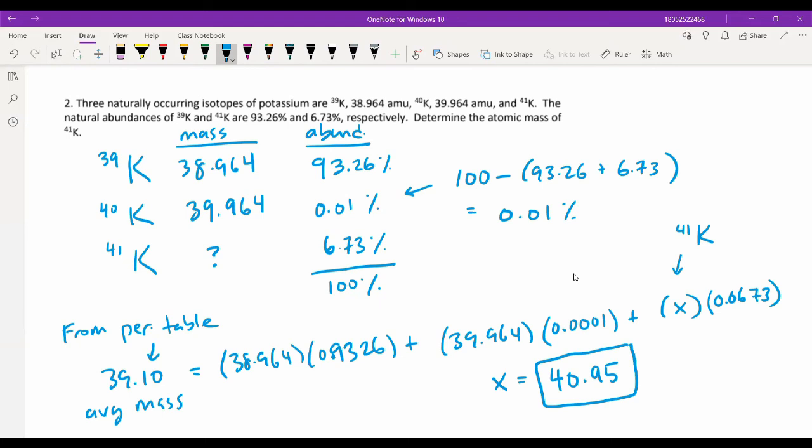Okay, hope that helps. Make sure you know how to use this formula and practice these variations on these types of problems to get good at it.